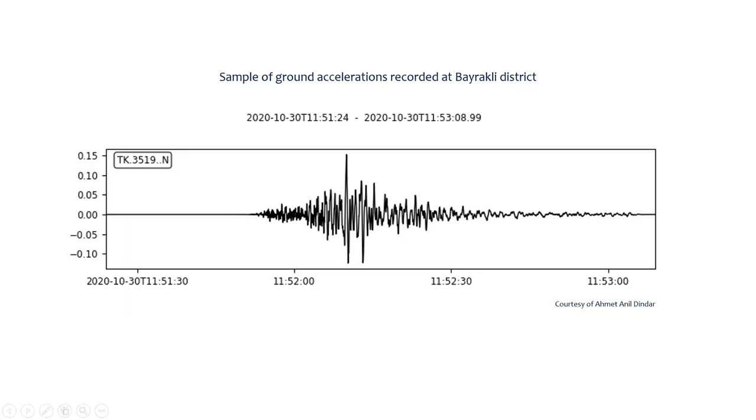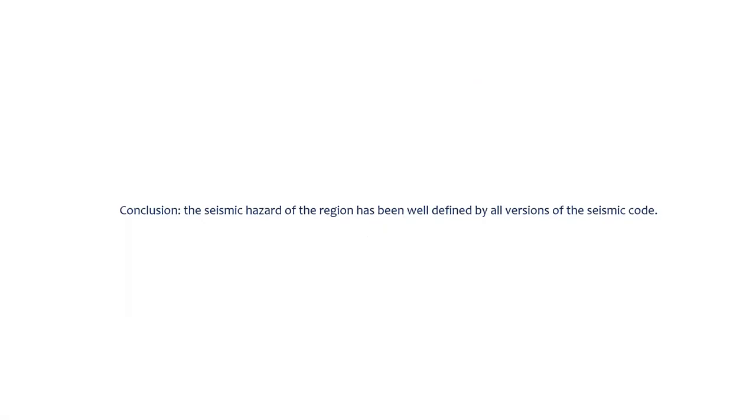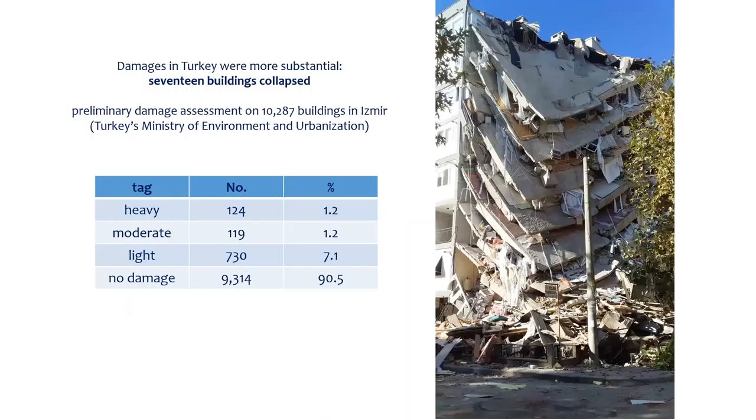So here you can see a sample ground acceleration in the Bayraklı district. You can see here the duration of the earthquake, which was around 1 minute. The conclusion of this part of the report is that the seismic hazard of the region was actually very much defined by any version and all the versions of the code.